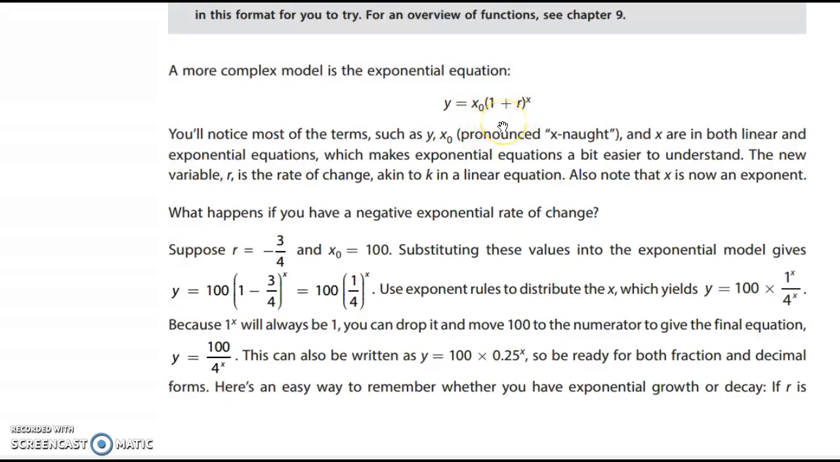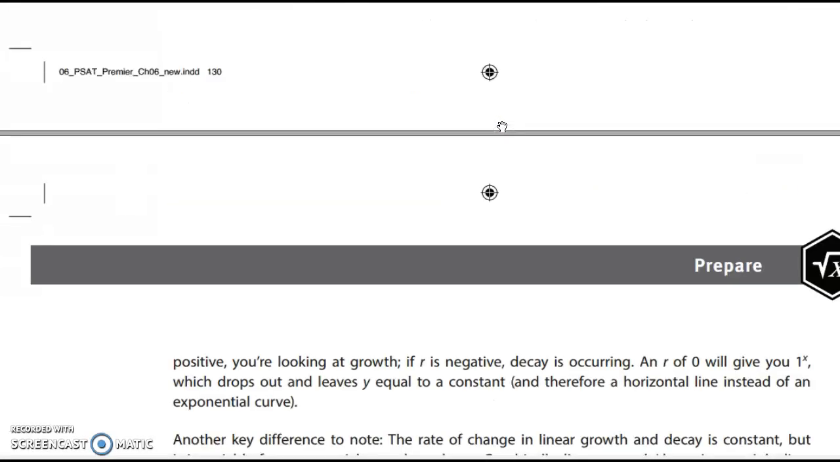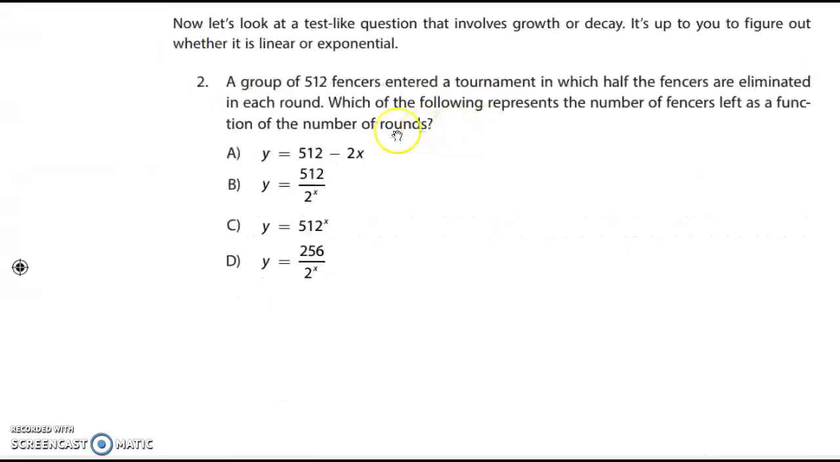Let's look at a couple of problems just to illustrate this. So, for example, skip over this, but look at this. We start with a group of 512 fencers entered a tournament in which half the fencers are eliminated in each round. Which of the following represents the number of fencers left as a function of the number of rounds? Let's not freak out over this. Let's plug in what we have.